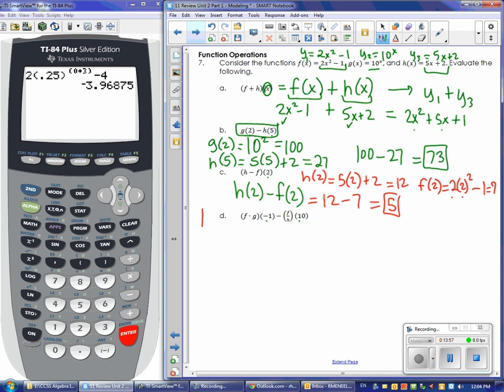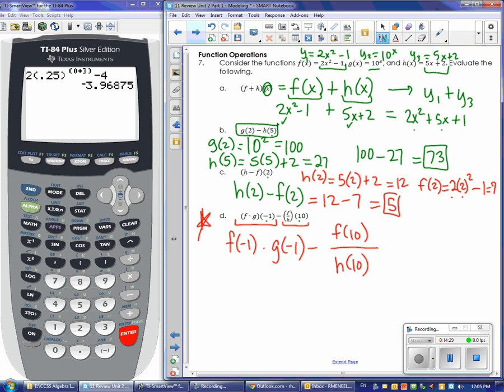Letter D, this is what you have to be able to do. It looks more complicated than it really is. Let's break this up. This quantity here is asking me to do f times g evaluated at negative 1. Another way of writing this would just be to say f of negative 1 times g of negative 1. And now if I look at this quantity, I'm asked to subtract f divided by h evaluated at 10, or simply f of 10 divided by h of 10.